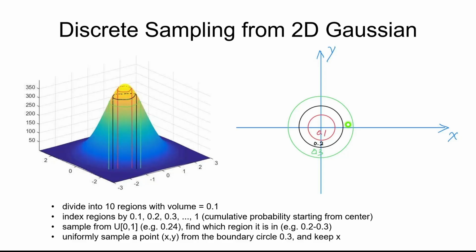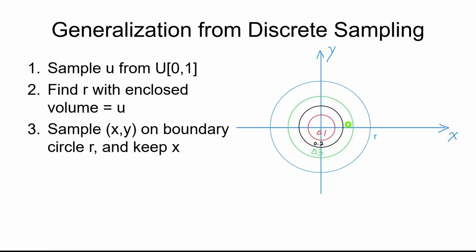That's the general idea. So from this, we can do the generalization from discrete sampling to continuous sampling. Basically, instead of dividing the space into 10 regions, we can divide the space into an infinite number of regions. So the procedure goes like this.